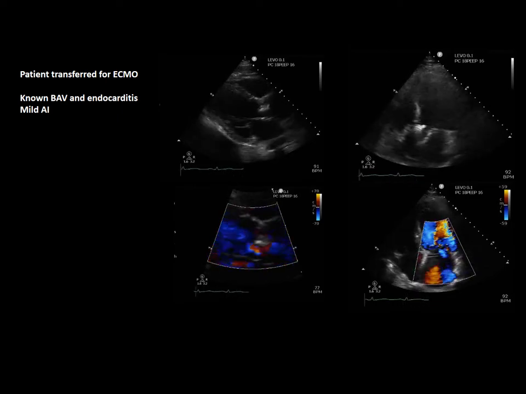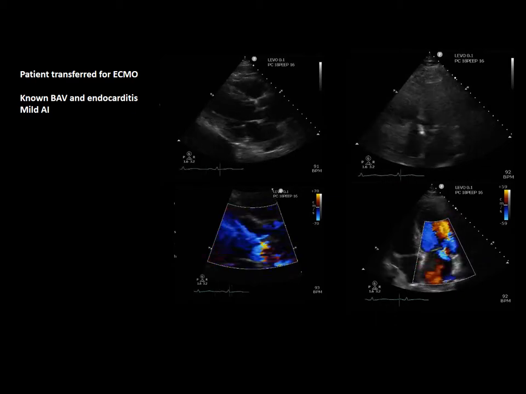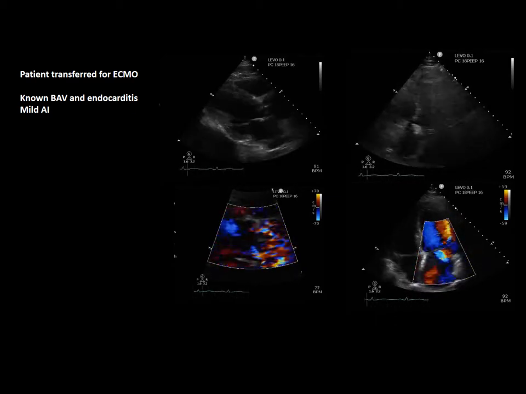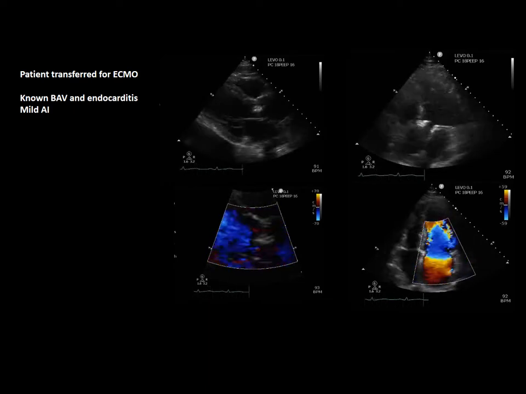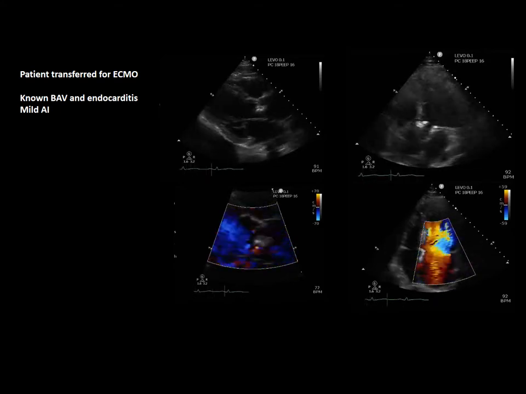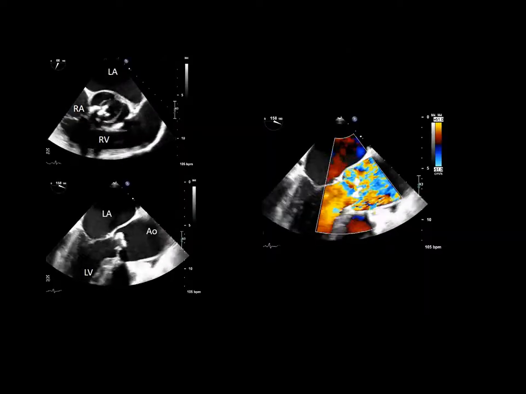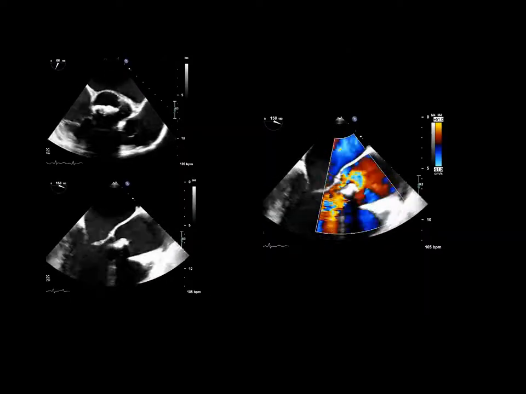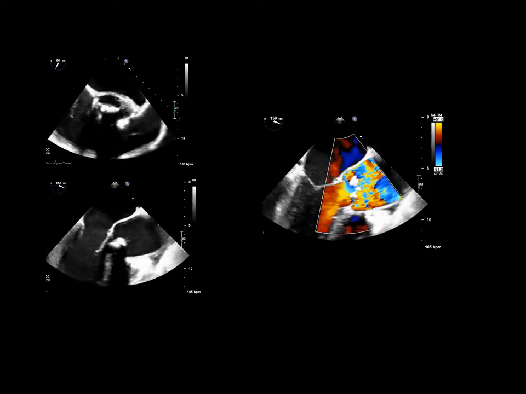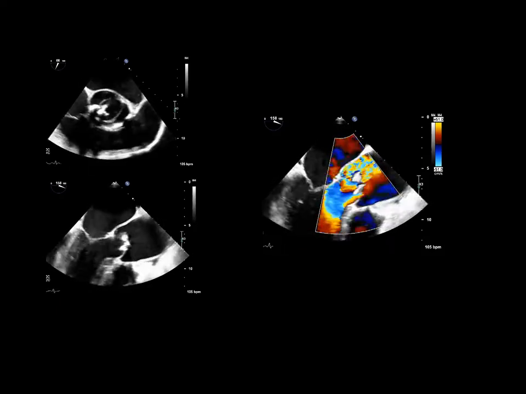This was the example of a patient who was transferred for consideration of ECLS. He was known to have a bicuspid aortic valve and an endocarditis, and on his previous echoes, it was reported that he had mild aortic insufficiency. So when he was transferred, we repeated the transthoracic echo, and as you can see, the views were suboptimal, so we elected to perform a TE. So you can see that the AI that was described as being mild was in fact severe, and needless to say that in that case, ECMO was not the solution.